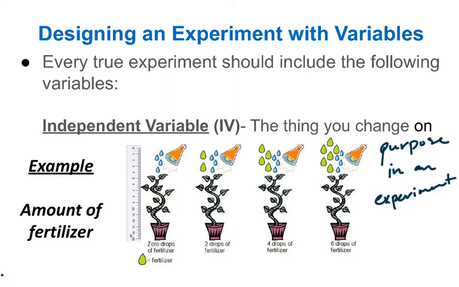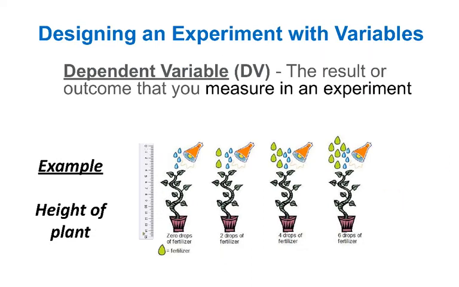So in this plant experiment, I'm changing the amount of fertilizer, not the type, the amount. It'd be very important that I use the same type in each plant. Okay? So our independent variable is the thing that you change on purpose in an experiment. Then there's the dependent variable, which is defined as the result or outcome that you measure in an experiment.